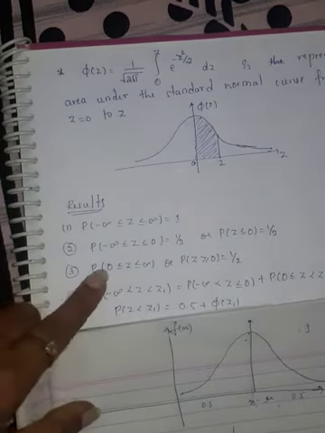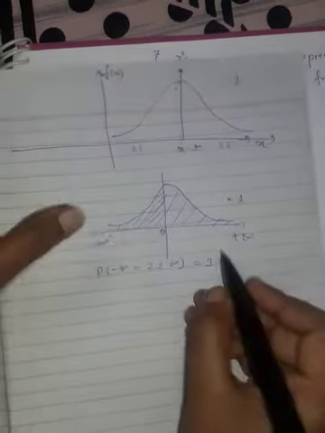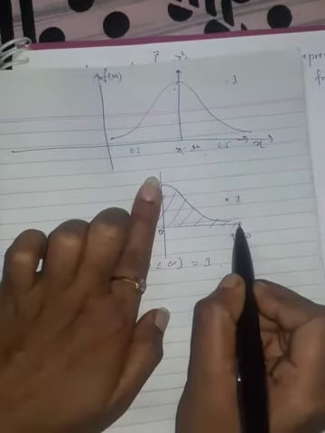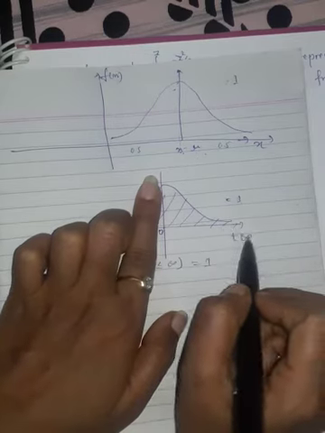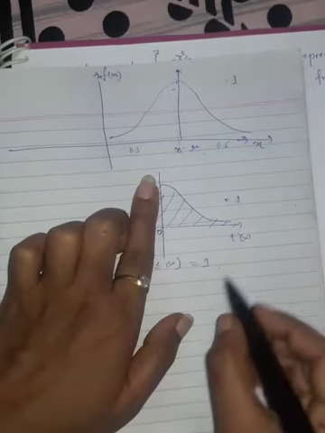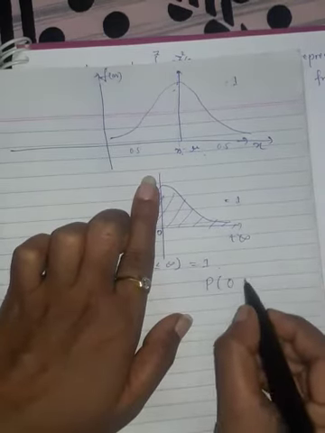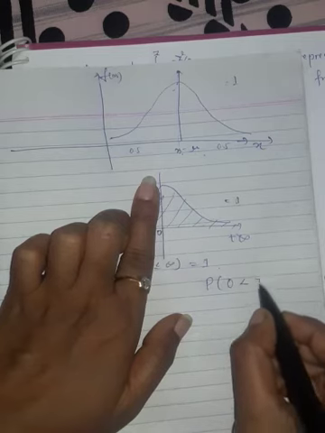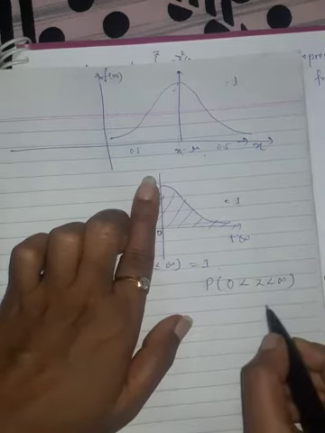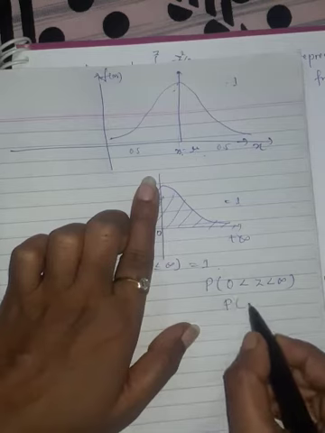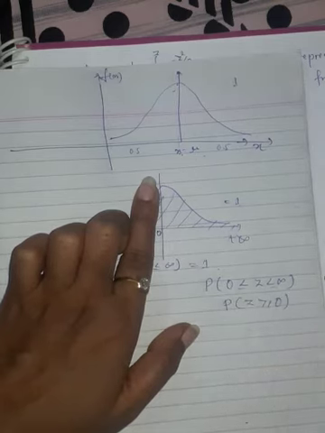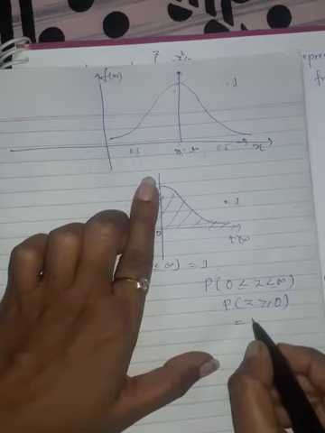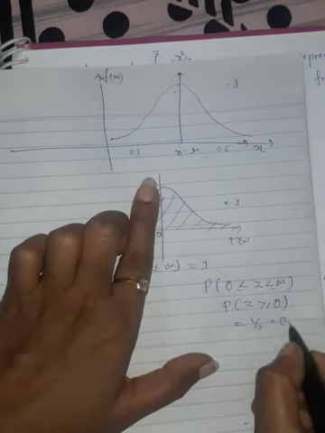Similarly, probability when z lies between 0 to plus infinity means 0 to plus infinity, this area, half area. So this is also 1 by 2, that is 0.5, and probability when our z lies between 0 to infinity can also be written as probability when z is greater than or equal to 0, which is 1 by 2 or 0.5.